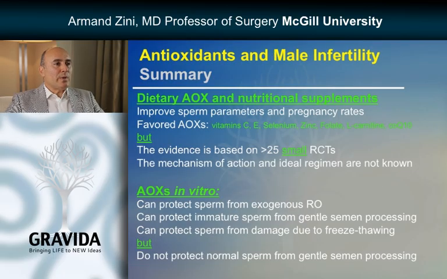So in summary, what we can say is that dietary antioxidants and nutritional supplements will improve sperm parameters and pregnancy rates. The favorite antioxidants in this respect are vitamin C, E, selenium, zinc, folate, L-carnitine, coenzyme Q10. However, we need to keep in mind that the evidence is based on small, randomized controlled studies.